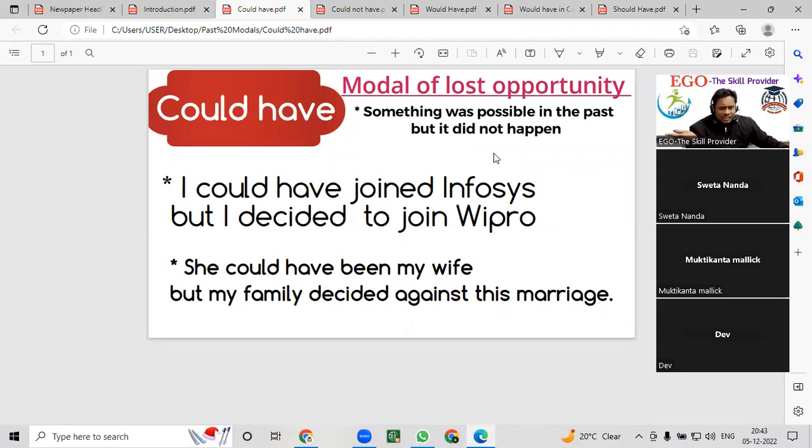There are so many situations. Check it out. I could have joined Infosys. Suppose you had two offers, one from Infosys and one from Wipro. You had the option, right? You could join Wipro or you could join Infosys, but you did not join Infosys. So it is a lost opportunity for you.